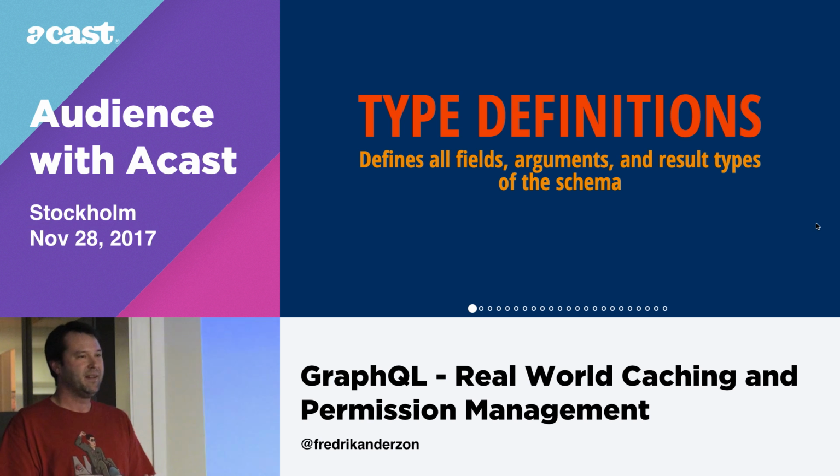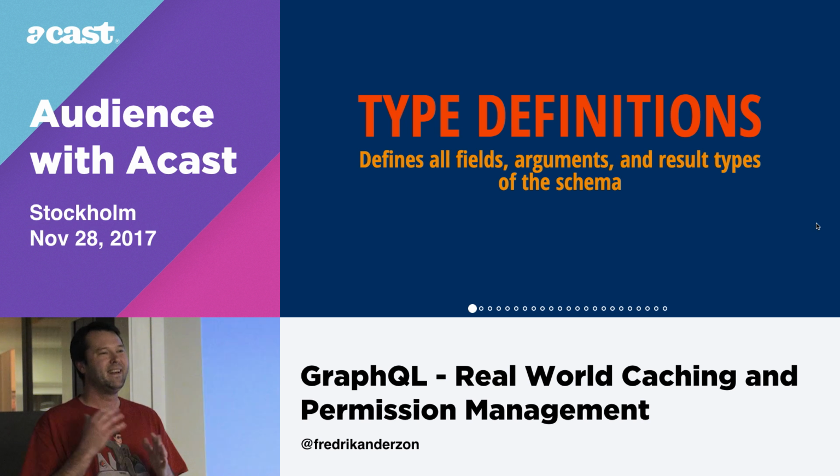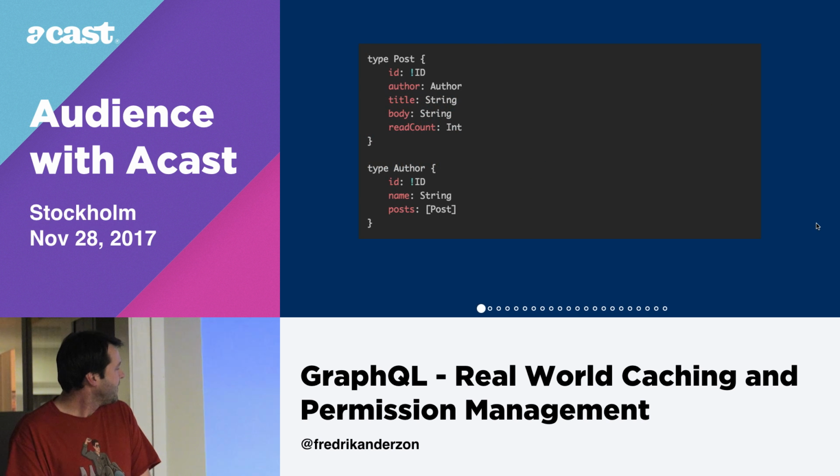So the first thing you need when making a GraphQL API are types. Although Facebook kind of wouldn't agree, they do have types in their hack language, and they generate the schema from their code. But we're going to do it the other way around here. We're going to make a schema, and then we're going to make an API. So the schema looks like this.